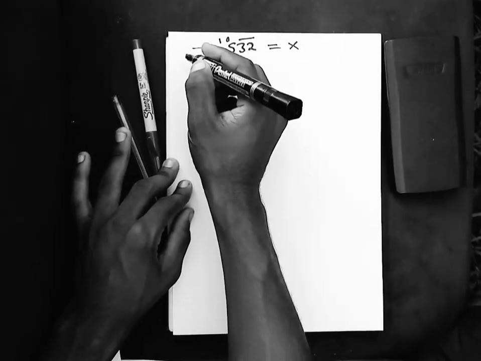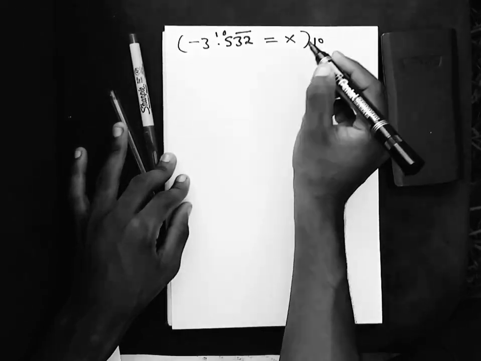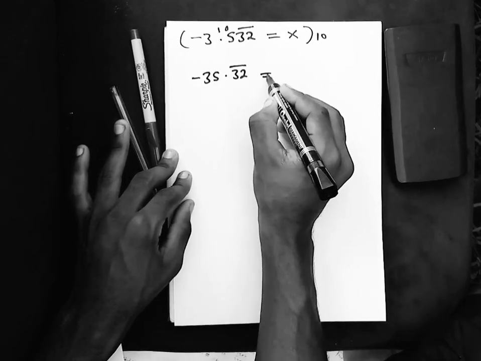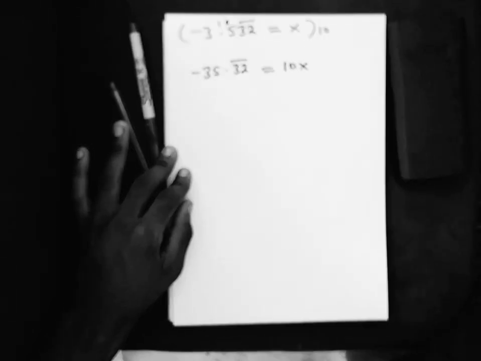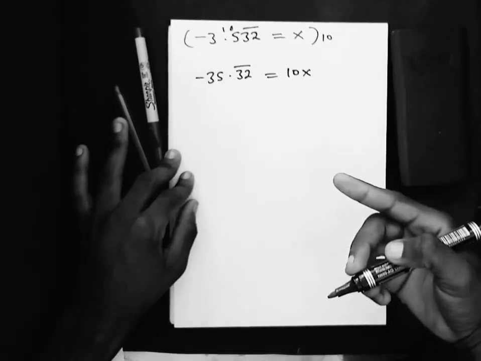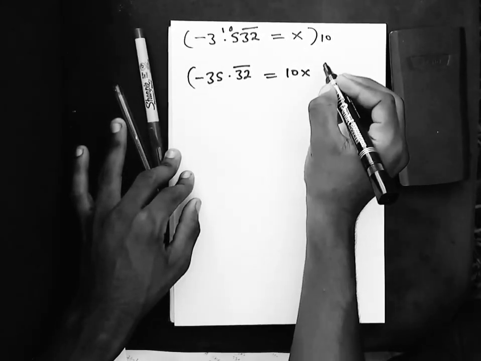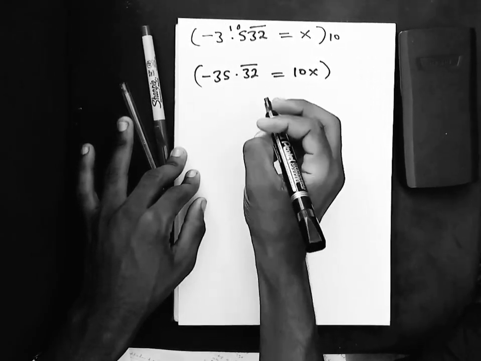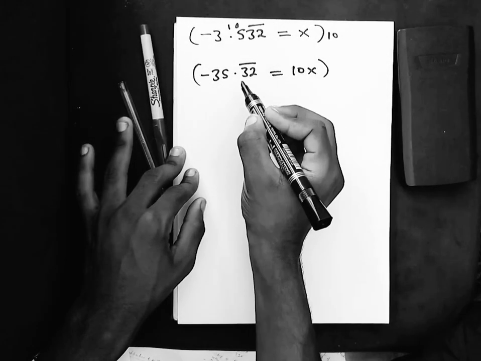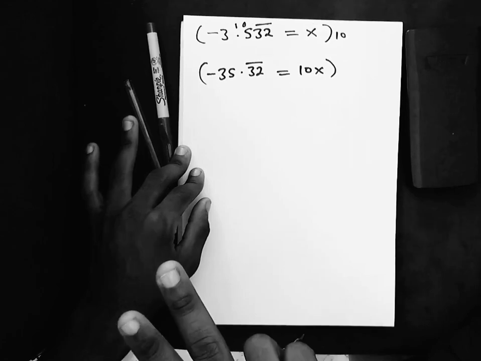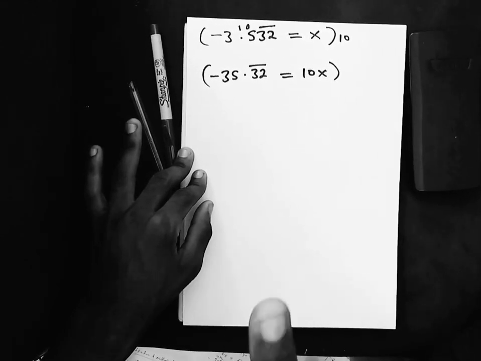Okay, so when I multiply this entire thing by 10, what do I get? I get negative 35.32 bar should be equal to 10x. Okay, now, when I form this equation, then I re-identify again. When I re-identify again, I realize that I've got how many? I've got 2 digits after the decimal point, and for us to move the decimal point to the right of this digit, it has to make 2 moves, right? It has to shift twice to the right.